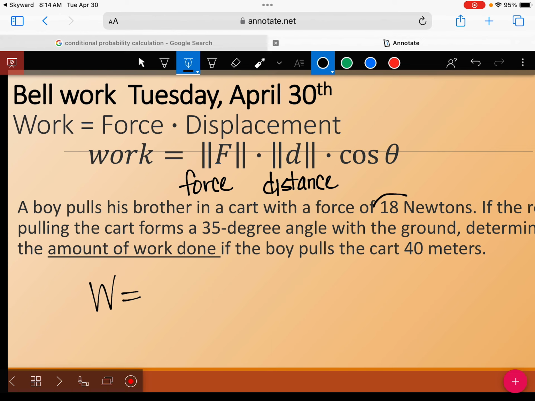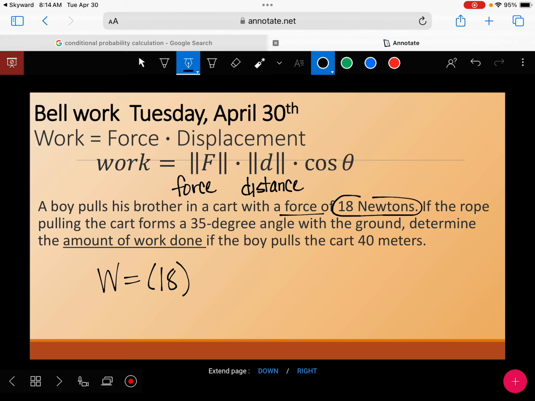18 newtons. Does everyone see that? The force of 18 newtons. How far, what distance did he pull the cart? 40 meters. That's the distance. And what angle did the cart form with the ground?